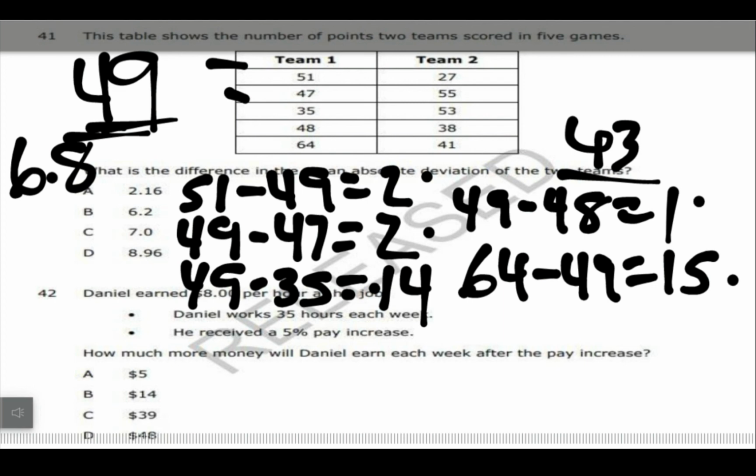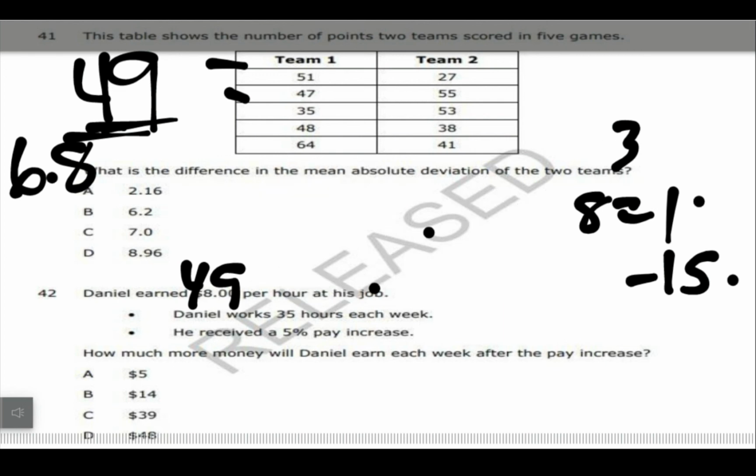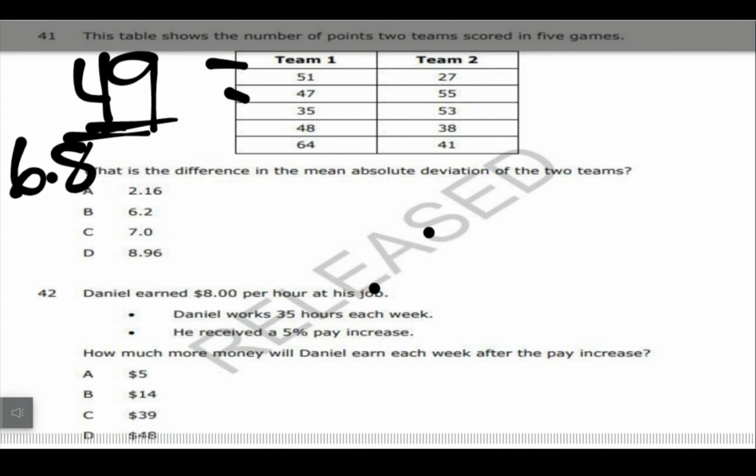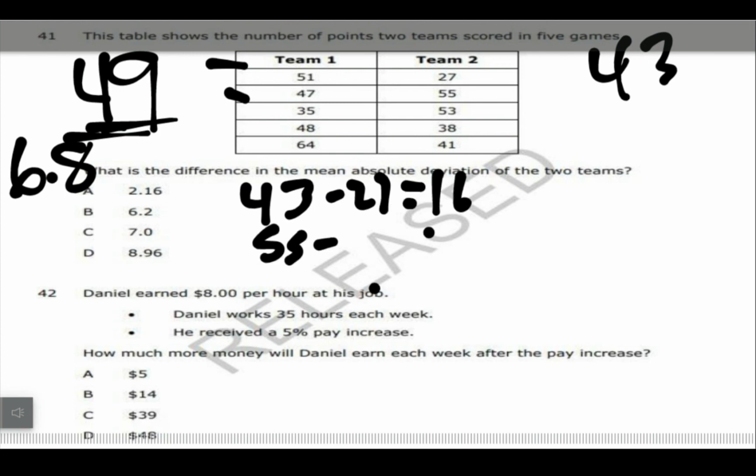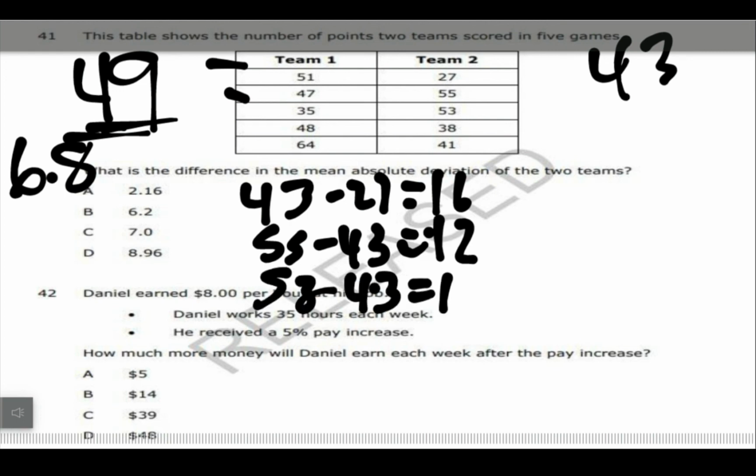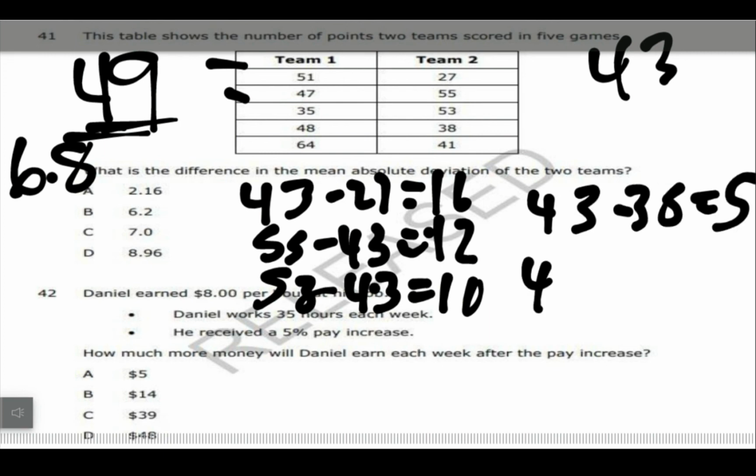Okay. All right, and then for the next one, let's see, oh, I erased it, so it's 43, right? So we want to do 43 minus 27 is 16, 55 minus 43 is 12, 53 minus 43 is 10, 43 minus 38 is 5, and then 43 minus 41 is 2. So then I'm going to add all those up.